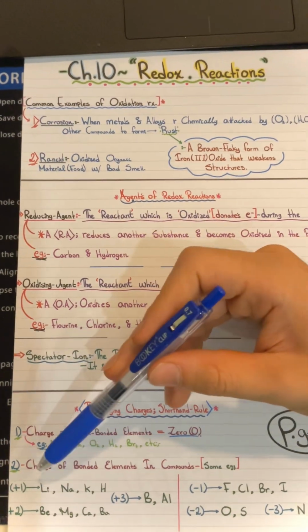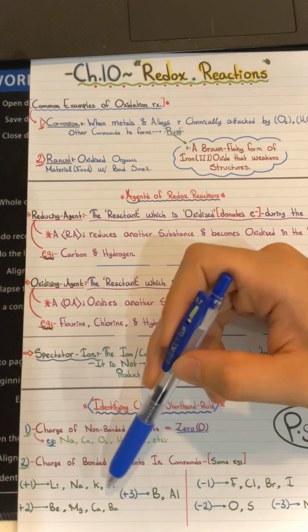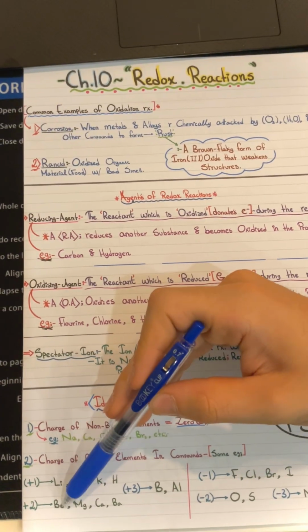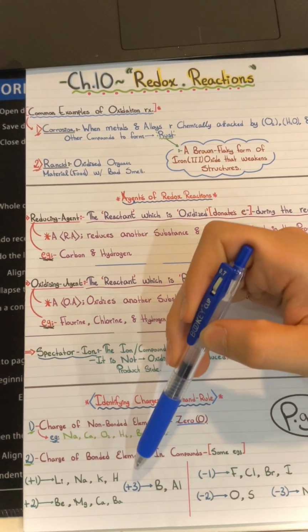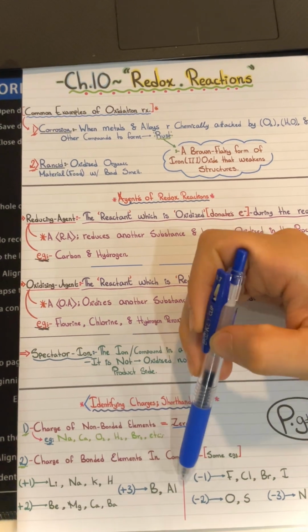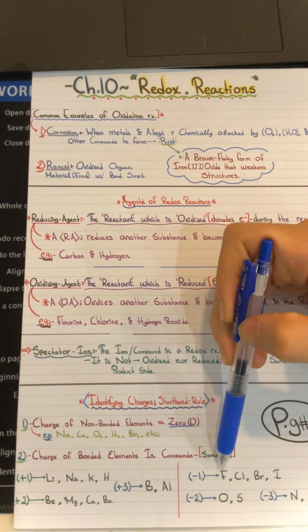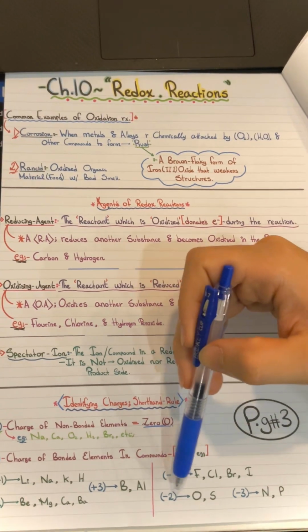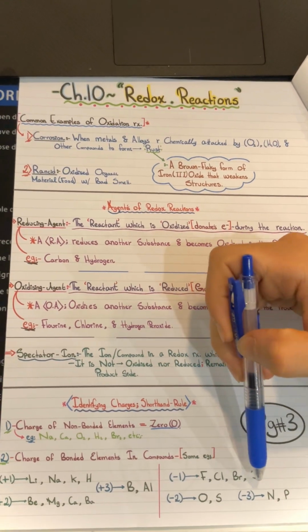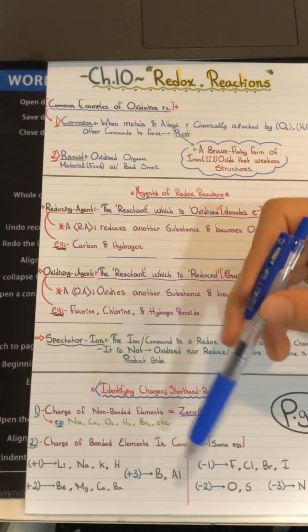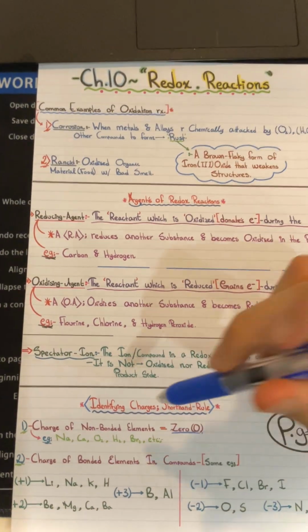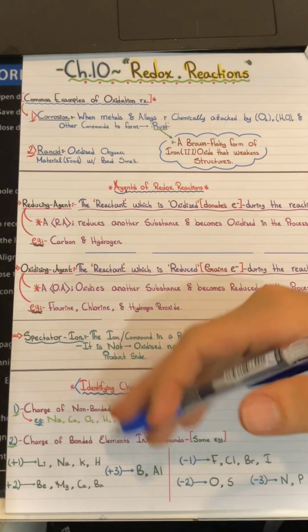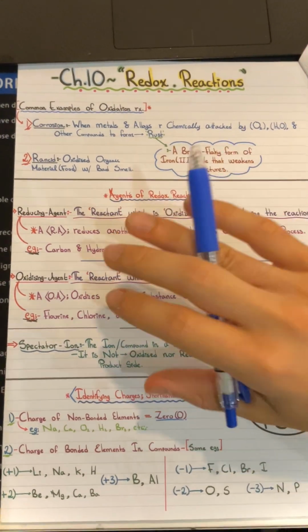Positive 1 is for lithium, sodium, potassium, hydrogen. Positive 2 is for beryllium, magnesium, calcium, barium. Positive 3 is for boron, aluminium. Negative 1 is the halogens, fluorine, chlorine, bromine, iodine, group 7. Negative 2 is oxygen, sulfur. Negative 3, nitrogen and phosphorus. It's optional to remember these, but I would really recommend you remember these as it's going to help you in calculating the redox reactions.